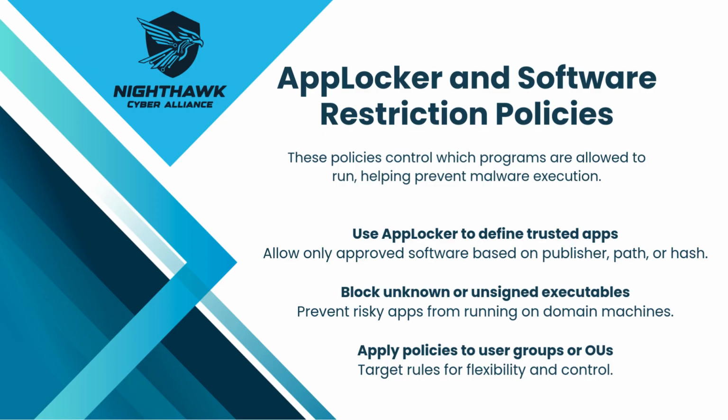AppLocker and software restriction policies give you powerful tools to control what software can run on domain-joined machines. By restricting apps based on publisher, file path, or file hash, you can allow only trusted applications and block everything else. This is especially important for preventing malware or unauthorized software from executing. These policies can be applied to specific users, groups, or organizational units, giving you flexibility in how restrictions are enforced. For example, IT staff might have broader access, while general users are tightly limited. This control significantly reduces your attack surface and enforces software compliance.